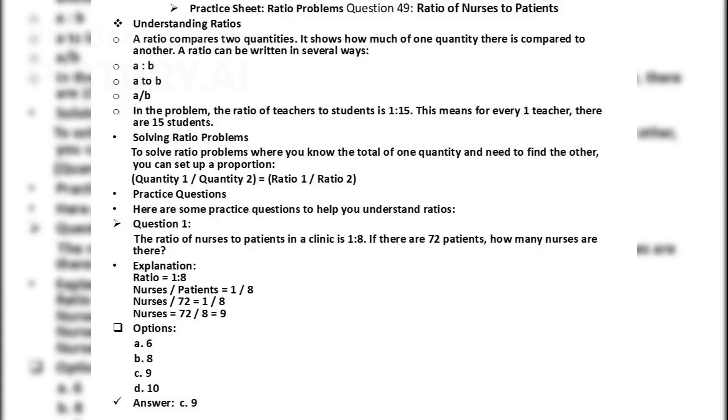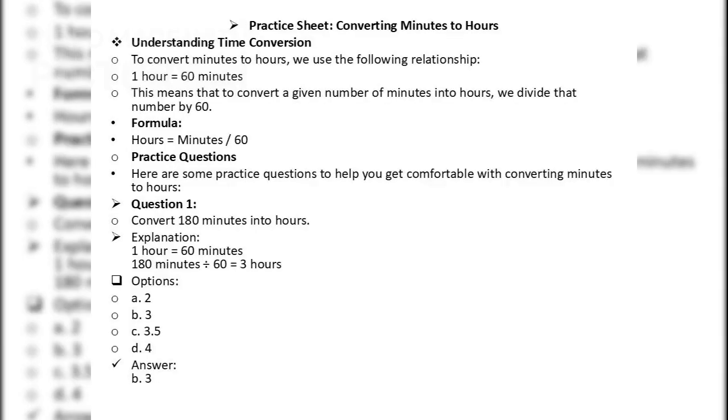Understanding ratios is crucial. The ratio of nurses to patients in a clinic is 1:8. If there are 72 patients, we calculate how many nurses are needed. To convert minutes to hours, we use the relationship 1 hour equals 60 minutes. This helps us understand time conversion.